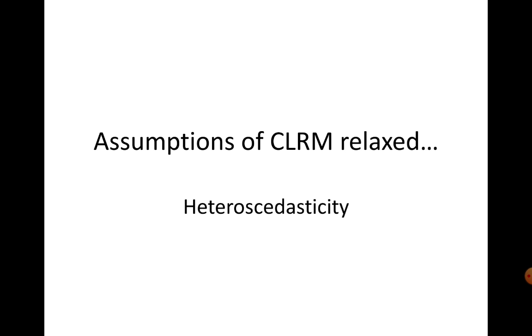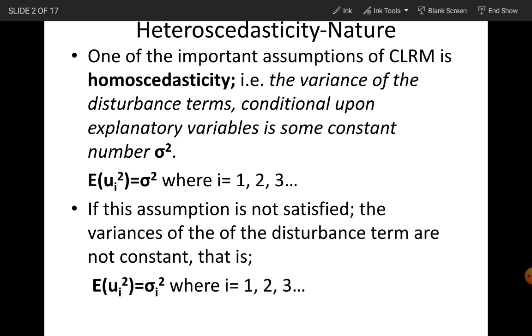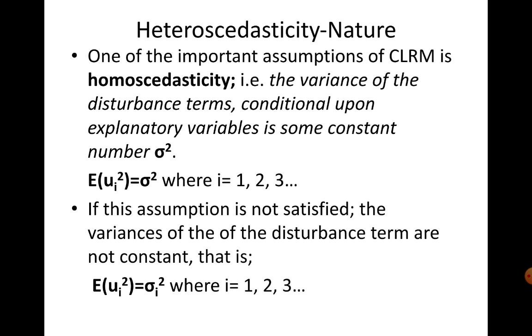This is called the assumption of homoscedasticity or equal variance. When this assumption is not applicable, when this assumption is violated, we call it the problem of heteroscedasticity. So when it is homoscedastic, our assumption is, as we can see over here, that the expectation of ui square, basically the variance of the error term, is equal to sigma square. As you can see, irrespective of what the i is, the variance remains constant and it is sigma square.